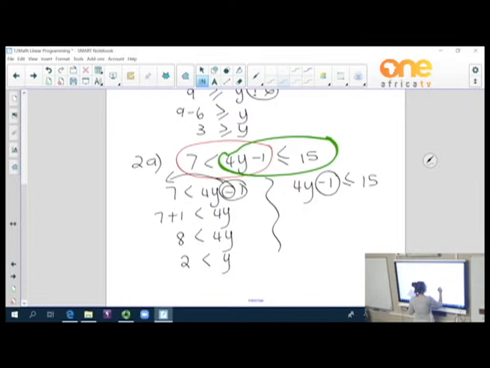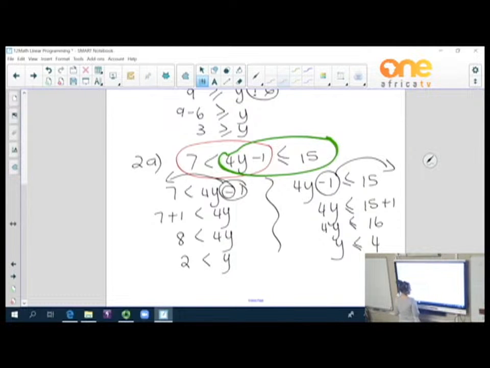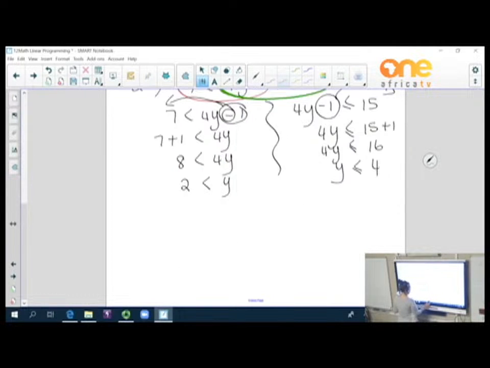Then your next inequality, taking the negative 1 over, which will become 15 plus 1. The negative taken over becomes a positive. 4y will be less than or equal to 16. Divide by 4 on both sides to get y alone, and y is less than or equal to 4.